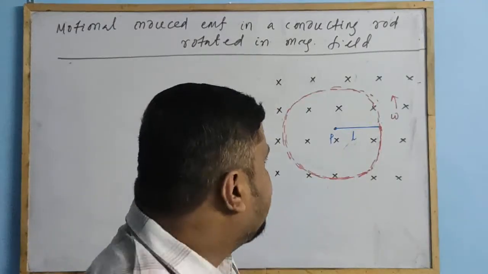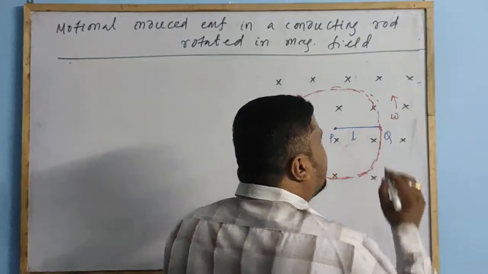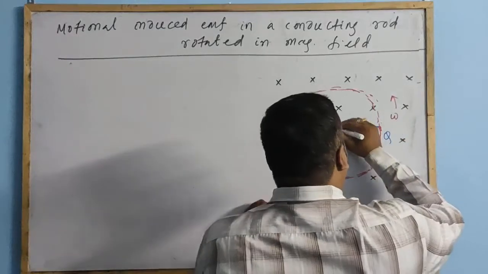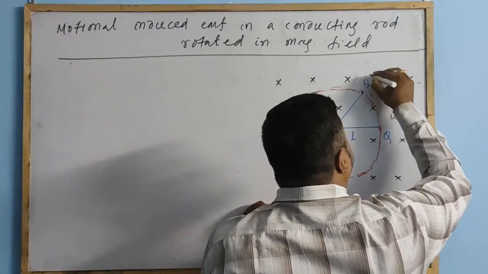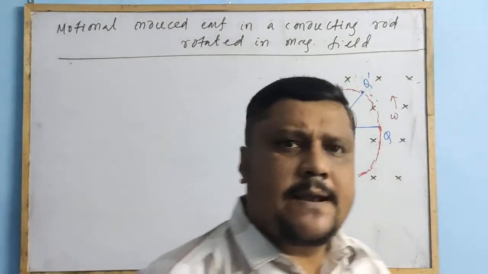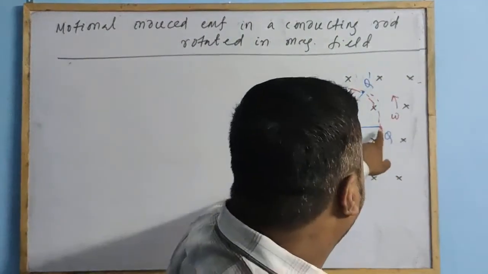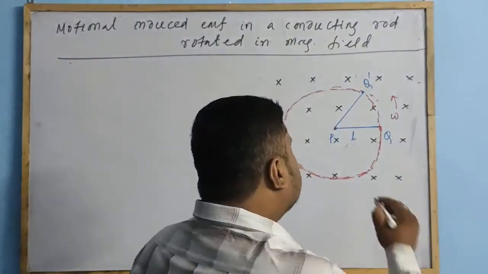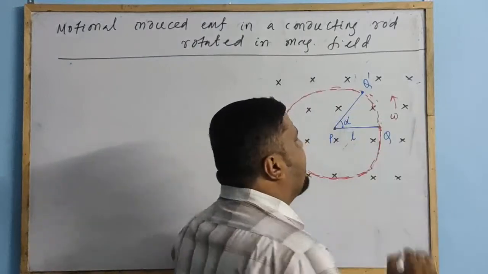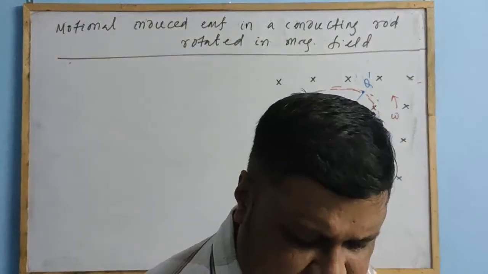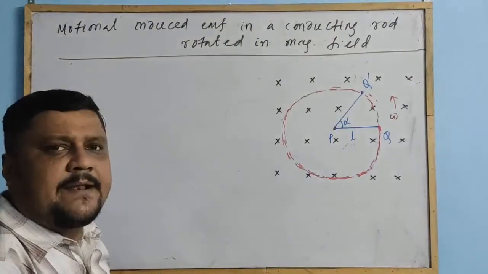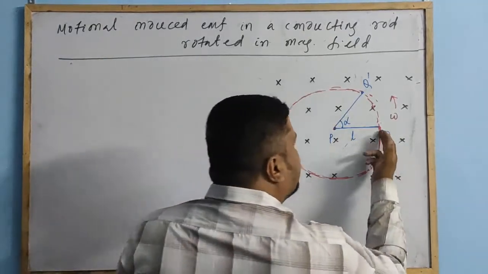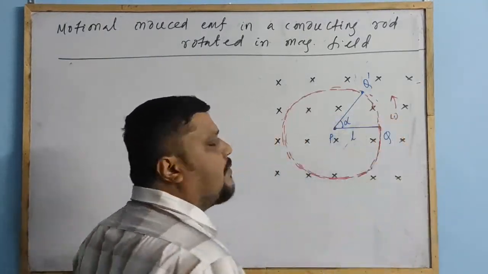And this is the end PQ. Let the rod rotate with an angular velocity omega, and let the end Q reach the point Q dash in a time interval t. The end Q reaches Q dash with an angular speed omega, and we subtend an angular displacement alpha. Clear? Magnetic field perpendicular inward, rod PQ, the end Q is moving with an angular speed omega.